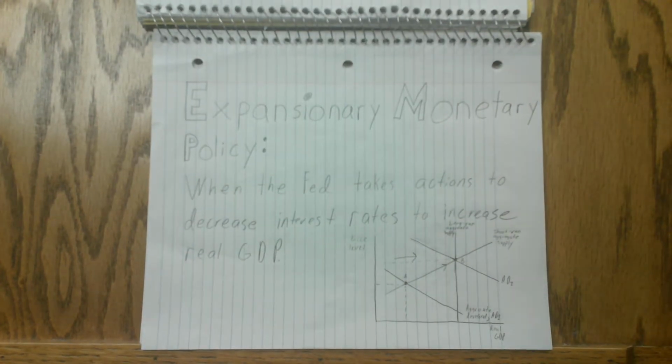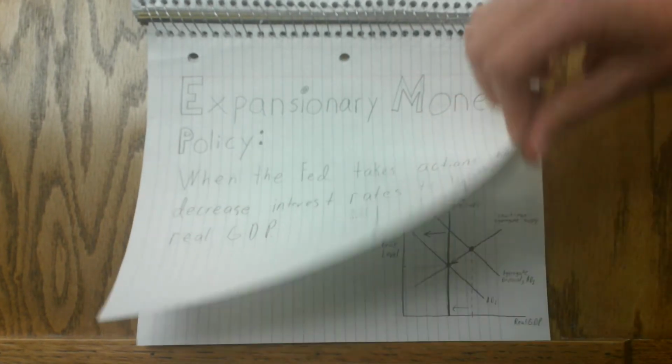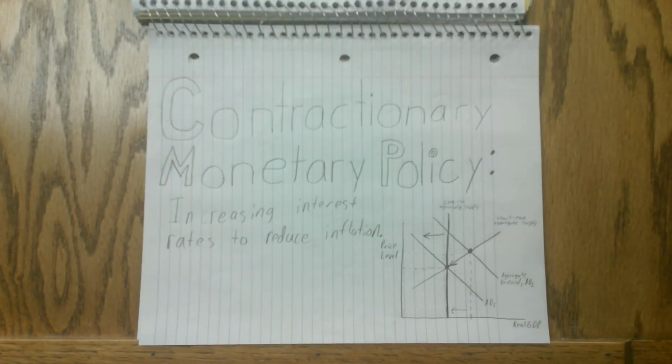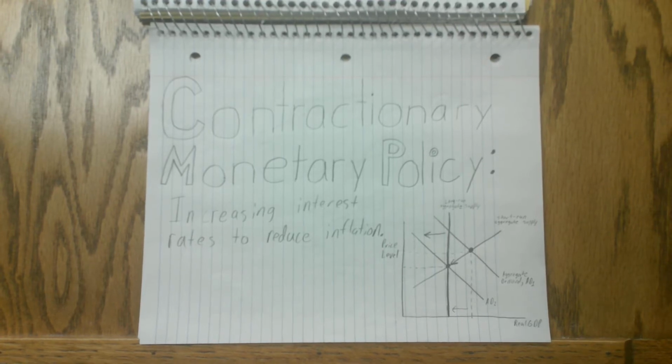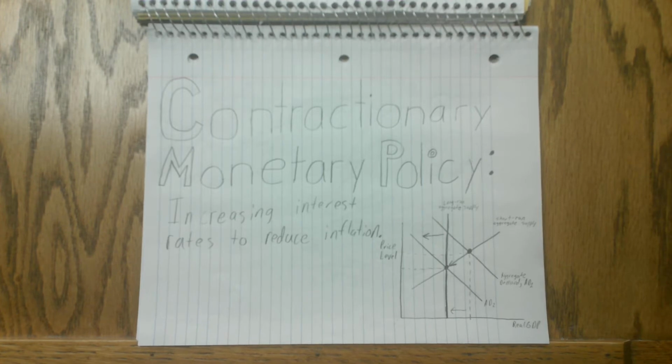Expansionary monetary policy is used during a recession when the Fed takes actions to decrease interest rates to increase real GDP. Contractionary monetary policy is used to increase interest rates to discourage inflation.